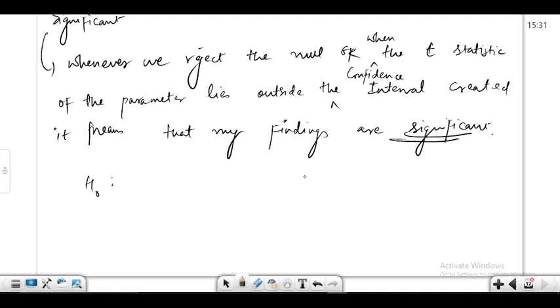So this was about hypothesis testing through the two ways, that is the confidence interval approach and the level of significance approach. I hope I was able to make some sense.